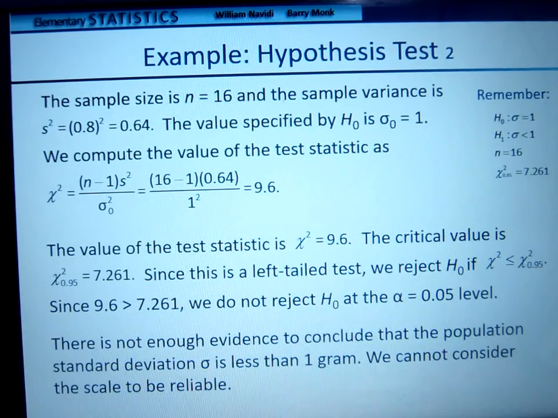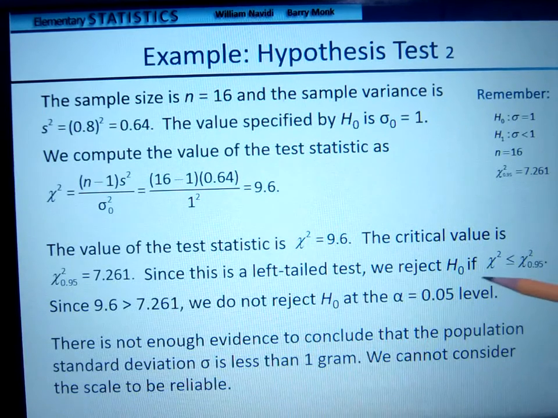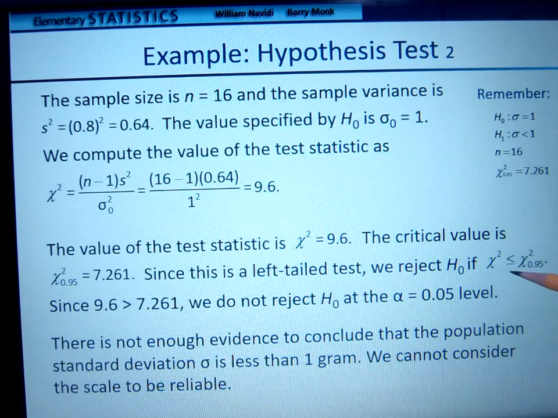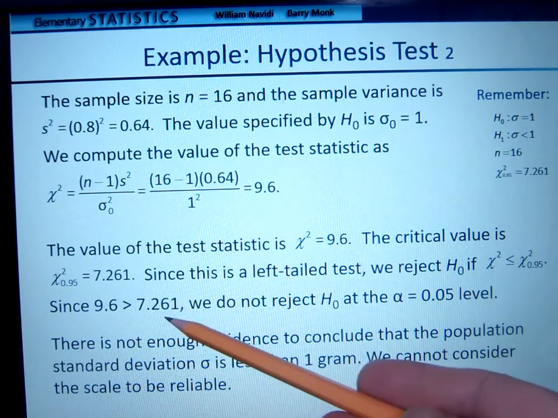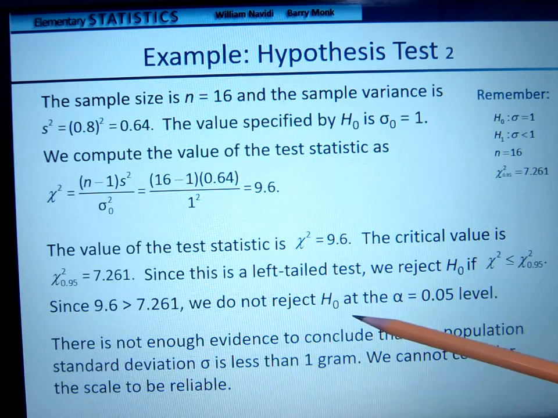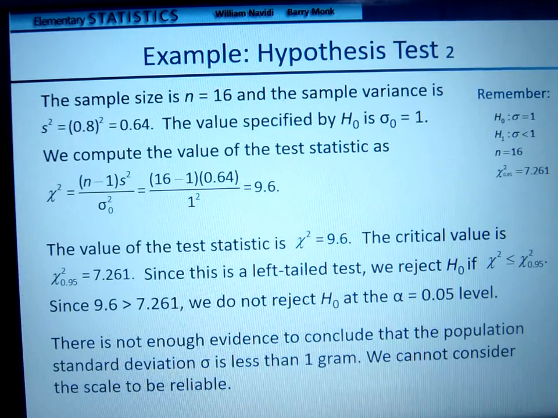Now, since it's a left-tailed test, so we're going into the left, we reject the null hypothesis if chi-squared is smaller than chi-squared at 0.95. Since 9.6 is bigger than it, we do not reject the null hypothesis at the 0.05 level. So what we say is there's not enough evidence to conclude that the population standard deviation is less than 1 gram. We cannot consider the scale to be reliable.